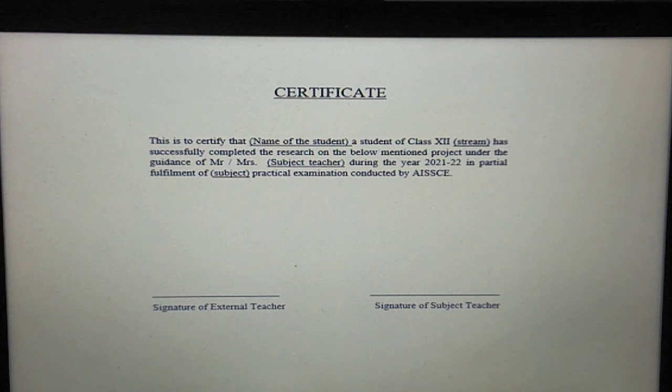After the certificate page, the main thing that you will be making is the cover page. Now, the cover page of your project file will consist of different things. At the top, you will write the name of your school, then you will paste the picture of your school. After that, you will write the project topic, then your name, class, stream and the session.